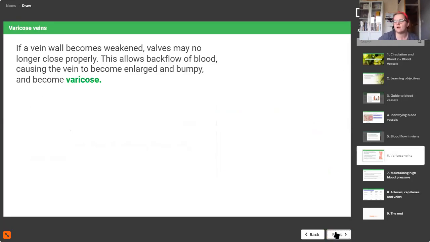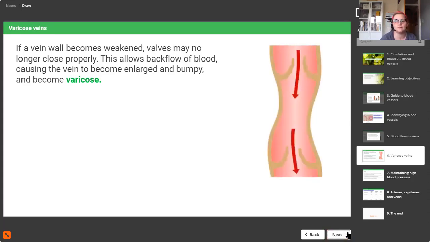Something you've probably heard of is something called a varicose vein. A varicose vein occurs if the vein wall becomes weakened, and if this happens, valves might not be able to close properly. And if this happens, a backflow of blood can occur, and this causes the vein to become enlarged and bumpy, and we call this varicose.